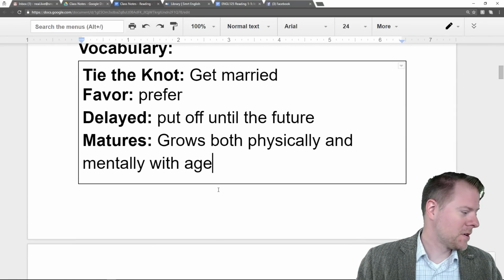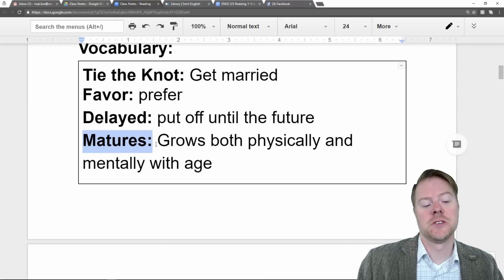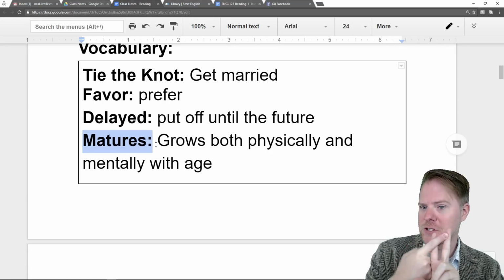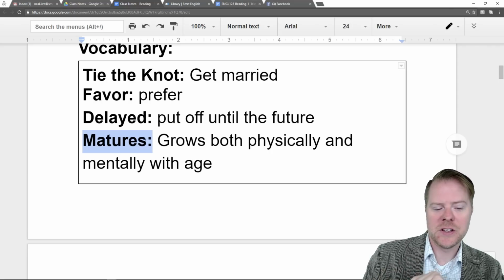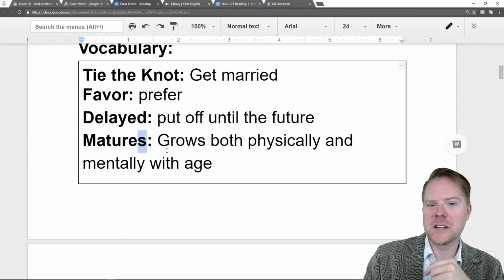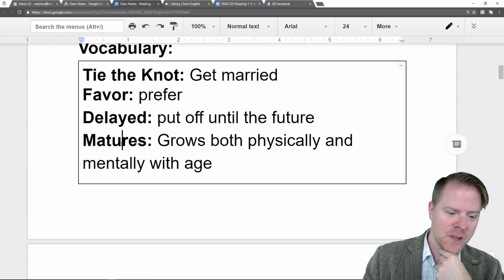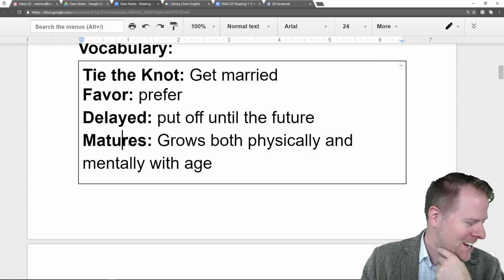So, mature is an adjective. Here, it's being used as a verb. So it can be an adjective or a verb. That's kind of a strange combination of parts of speech for a word. Adjective and verb, mature. And this S kind of reflects the he, she, it matures. So yeah, good. I'm glad you're guessing the parts of speech of these words already.